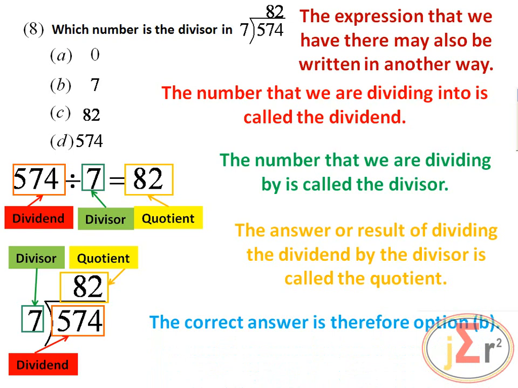C. Option B. Which number is the divisor in that one? So the correct answer is option B.